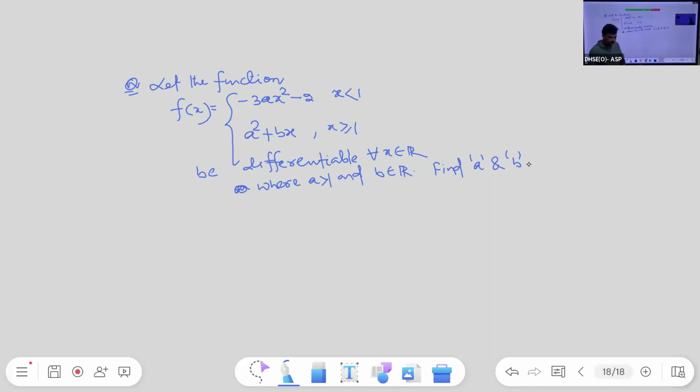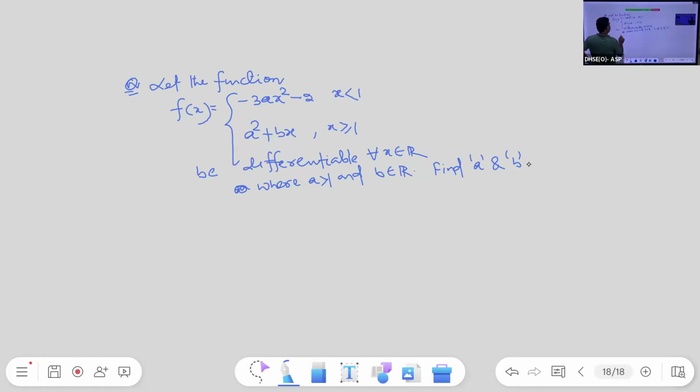Okay, this is the question. The given function is f of x is equal to minus 3ax square minus 2 for x less than 1, a square plus bx for x greater or equal to 1. It is given that the function is differentiable for all x belongs to R. Function differentiable for all x belongs to R means function is continuous. Function is continuous for all x belongs to R means function is continuous at x is equal to 1. If the function is continuous at x is equal to 1, then left hand limit should be equal to right hand limit.